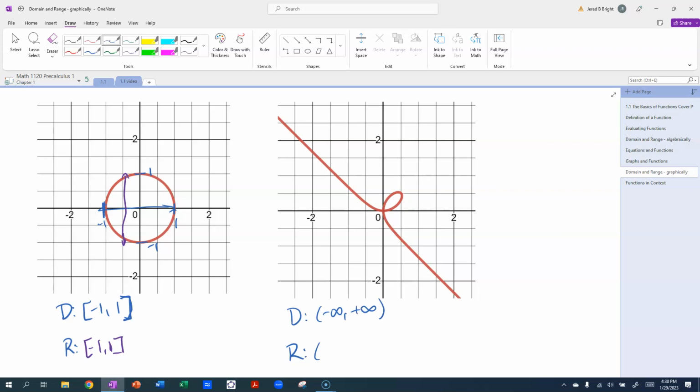Okay, range here, again, going furthest down is negative infinity. How far does it go up? Well, it just keeps on going as I go to the left, right? So positive infinity. Looking at all the y values, if range is a difficult thing for you to see, imagine moving horizontal lines upwards. How far upwards can you go and still strike the function?